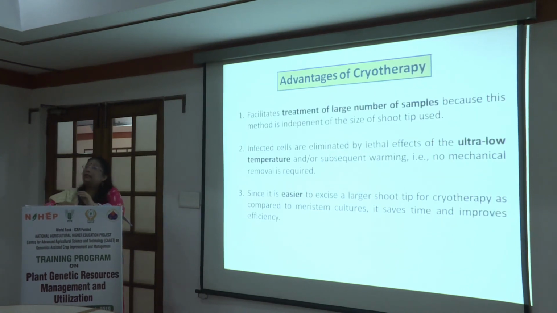So practically it has been found that cryotherapy works to a larger extent than meristem culture for virus indexing, and this is now being routinely used for making virus free plants. Not only making virus free plants, but also eliminating viroids and phytoplasma like organisms. So bacteria, phytoplasma, viruses, most of them get eliminated if a suitable cryopreservation protocol is used for the crop in question.